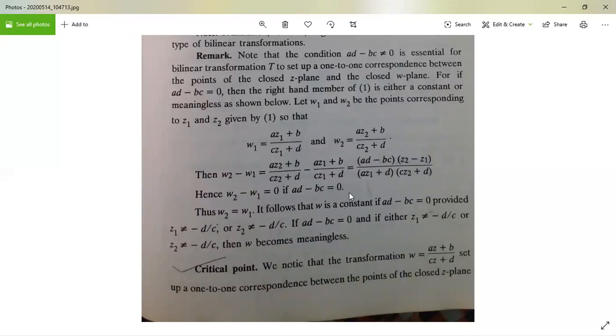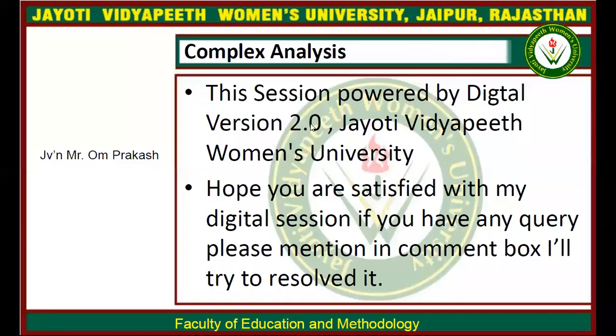Now, next one is the critical point in this transformation. We know that the transformation omega equals az plus b by cz plus d sets up a one-to-one correspondence, that means a one-one onto function, between the points of the closed z plane and the closed omega plane. In your next class, I will show the definitions of critical point.